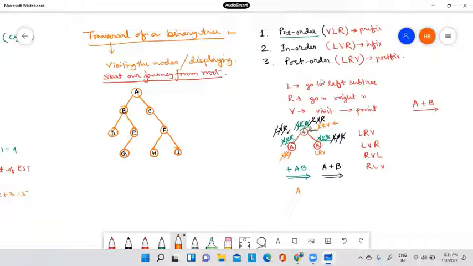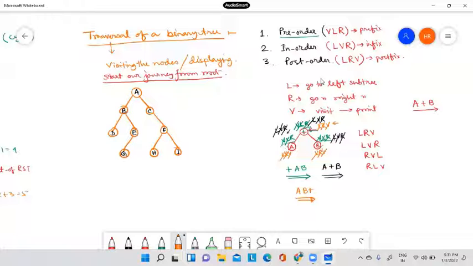In the right subtree, what is written? First go to left subtree. There is nothing. Then go to right subtree. Nothing. Then visit. Okay. Then I will get back to this. Now my right subtree is done. Now the next thing is visit. So plus. Now see, this is nothing but the postfix expression.